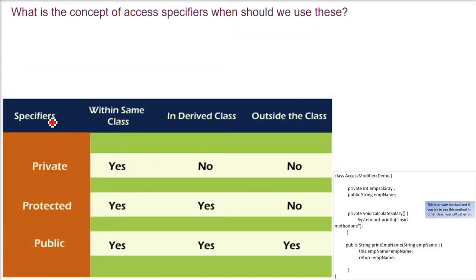What is the concept of access specifiers? When should we use these? First of all, access specifiers and access modifiers are the same, with just a minor difference. So just assume that this is your house. This is me and this is my friend. I can come into your house, so I am public. You have given me public access.